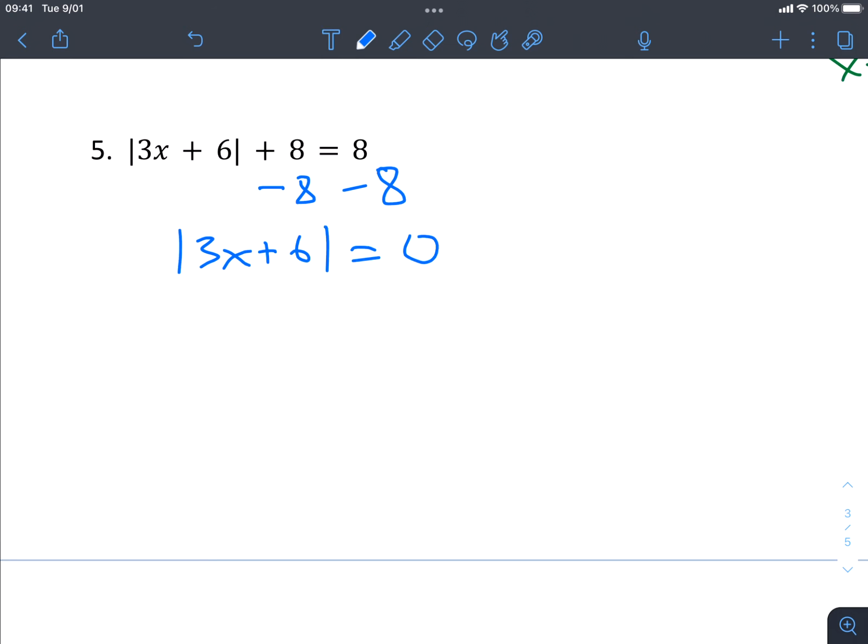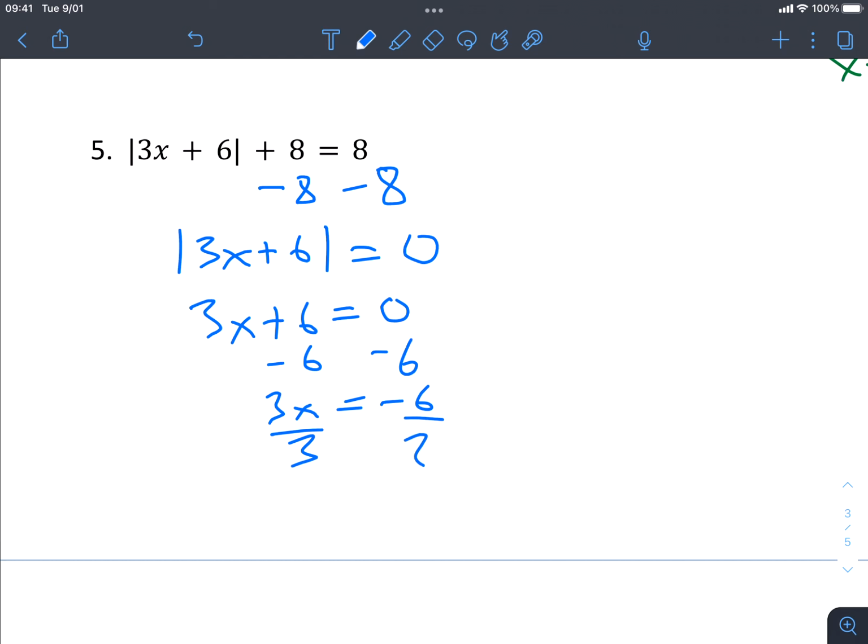So we would simply solve it as 3x plus 6 is equal to 0. And we would subtract 6 on both sides. 3x equals -6. Divide by 3, x is equal to -2. And that is the one and only solution that will fit into my absolute value equation. And that is concept 30, part 2.